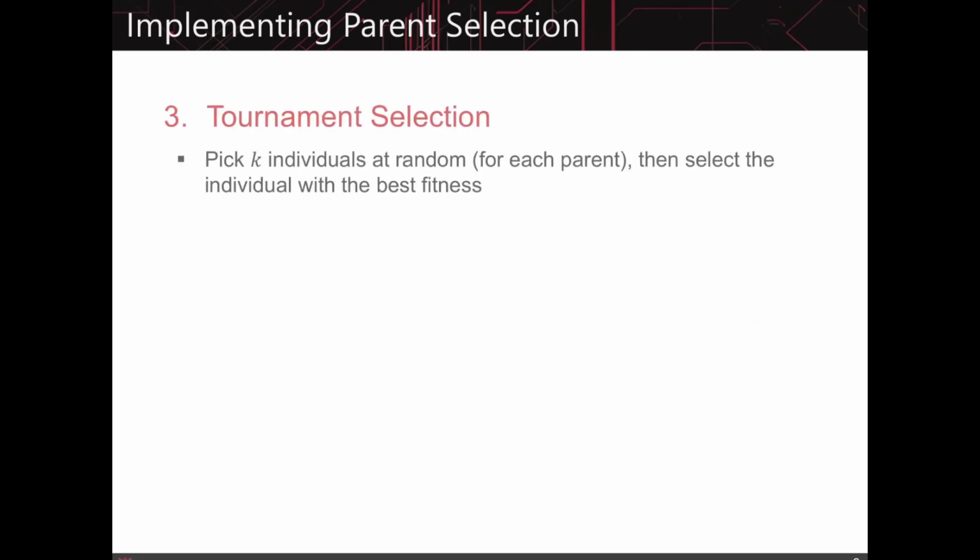Lastly, we come to my favorite method for implementing parent selection because it's rather straightforward, and that's called tournament selection. So the idea here is that we're going to pick k individuals. Note that k is not the number of parents we want. K is the size of the tournament. So we're going to have a tournament for each parent, and the winner of that tournament, in other words, the individual that becomes the parent, is simply the one that has the best fitness from those random individuals.